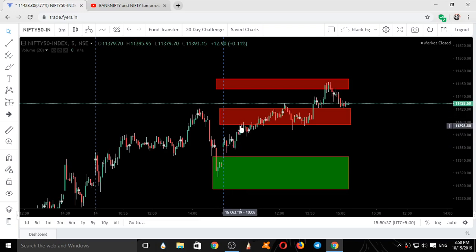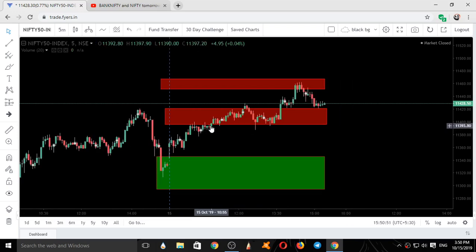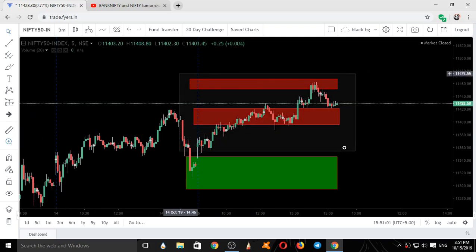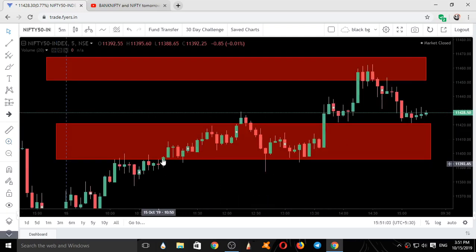Here it started taking resistance. Four candles took resistance. The fifth candle came down, and again it started going up. This candle gave a close inside the supply area. After it had given a closing inside the supply area, it started going up.